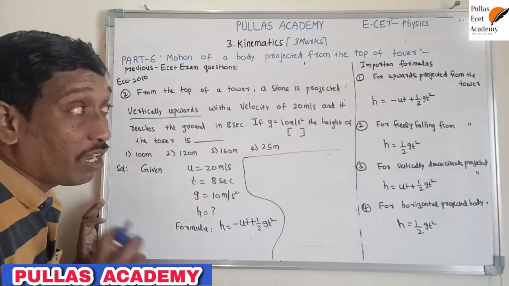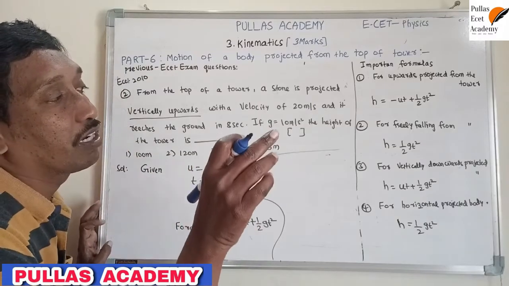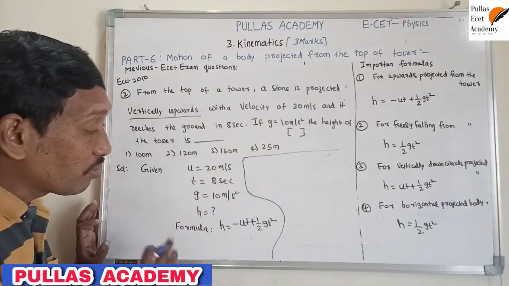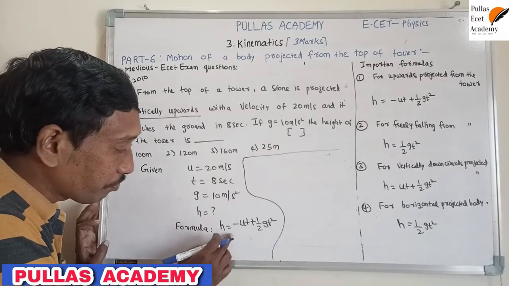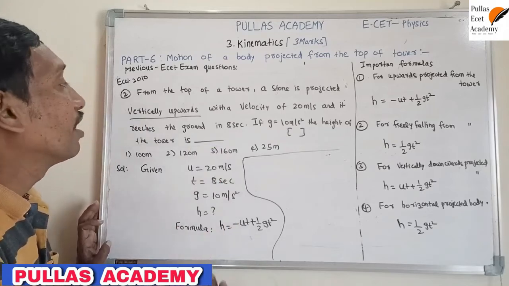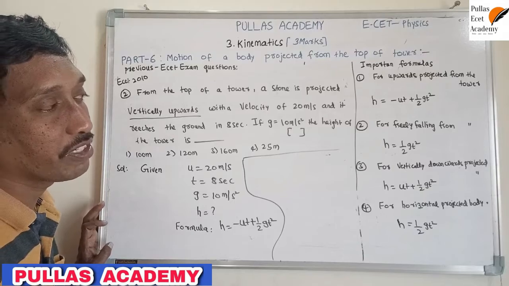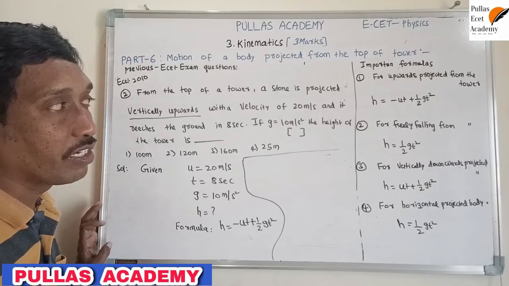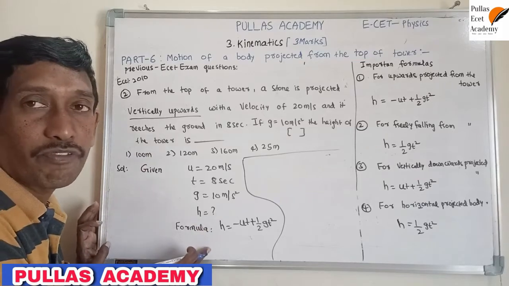Suppose otherwise it is given that from the top of the tower, the body is dropped or horizontally projected. Then you have to use a different formula. Don't use this formula directly. First read the question clearly. Is it projected vertically upwards or vertically downwards? Is it horizontally projected or freely dropped? Then use the appropriate formula.